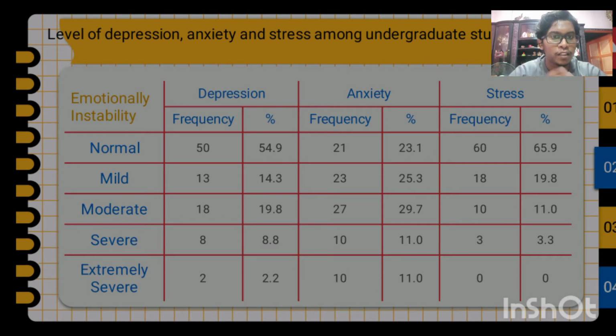Next and lastly, the stress. The frequency starts from normal with 60, then goes down to 18, 10, 3 and lastly 0. For the percentage, it has 65.9%, 19.8%, 11%, 3.3% and finally 0%.